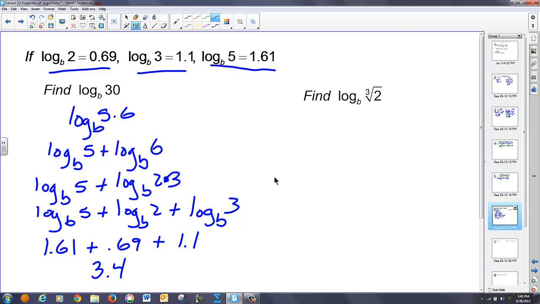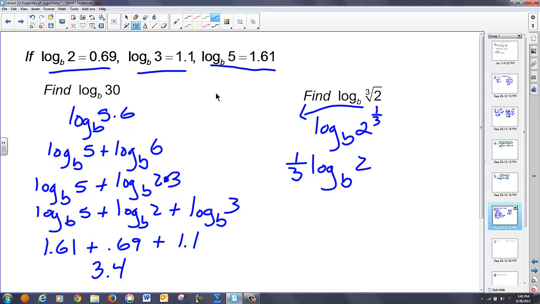Moving over to this problem, I can rewrite this in terms of an exponent. So this is the log base b of 2 to the 1/3 power. 1/3 can move out in front, so this is 1/3 times the log base b of 2, and I have a known value for the log base b of 2. So this is 1/3 multiplied by 0.69. That's going to equal, what, 0.23?